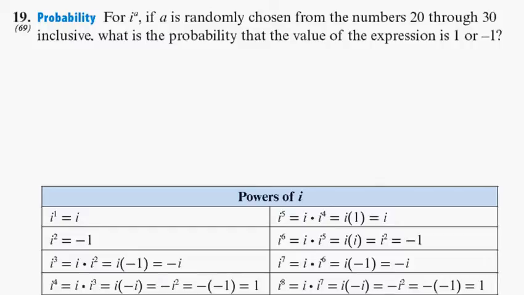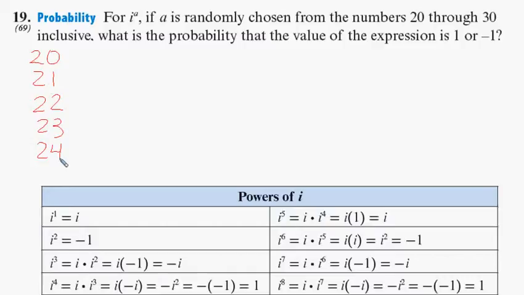Okay, on number 19, they're mixing the idea of probability with imaginary numbers and the values of imaginary numbers when they're raised to different powers. If A is randomly chosen from the numbers 20 through 30 inclusive. Okay, so what I'm going to do first is just jot down 20 through 30 inclusive so that we can think through this.